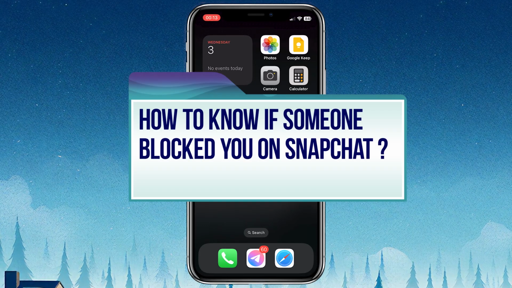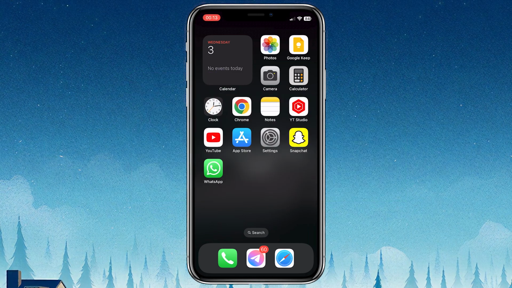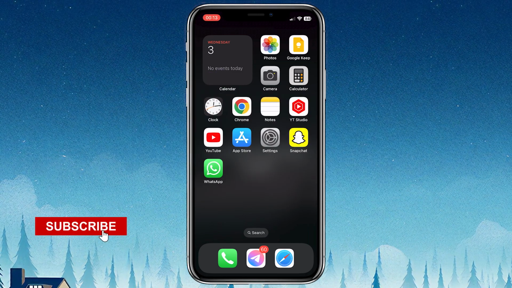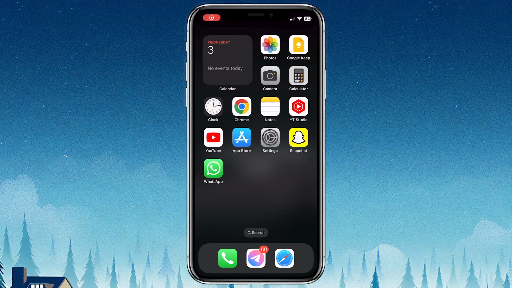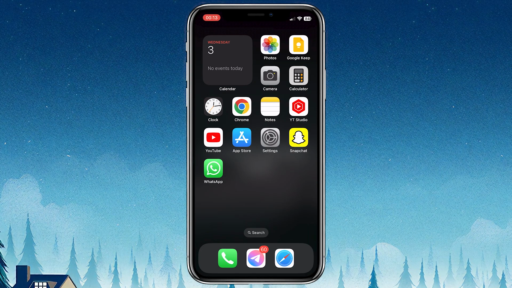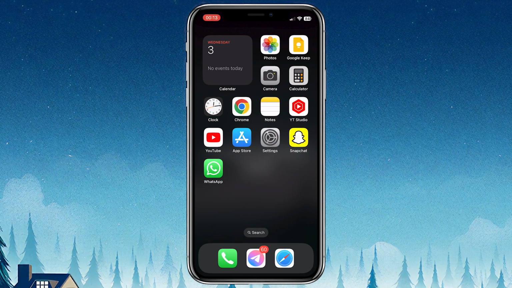Today we are going to discuss how to determine if someone has blocked you on Snapchat. It's a common question, so let's get right into it. Firstly, there are two methods to figure this out.